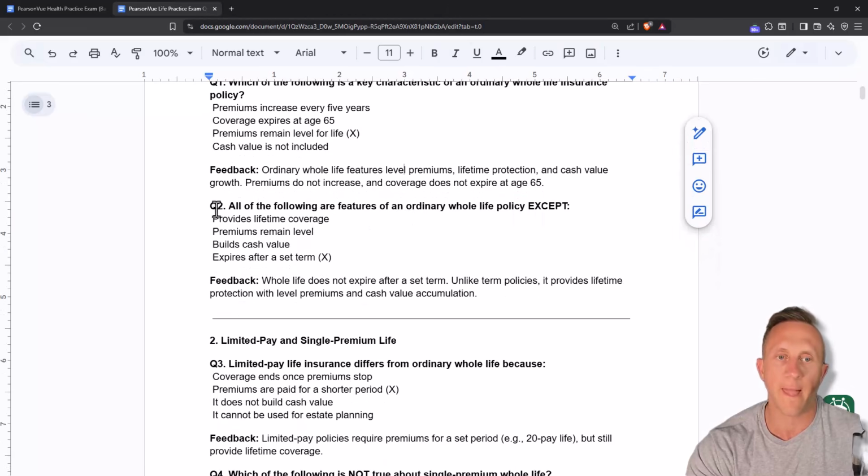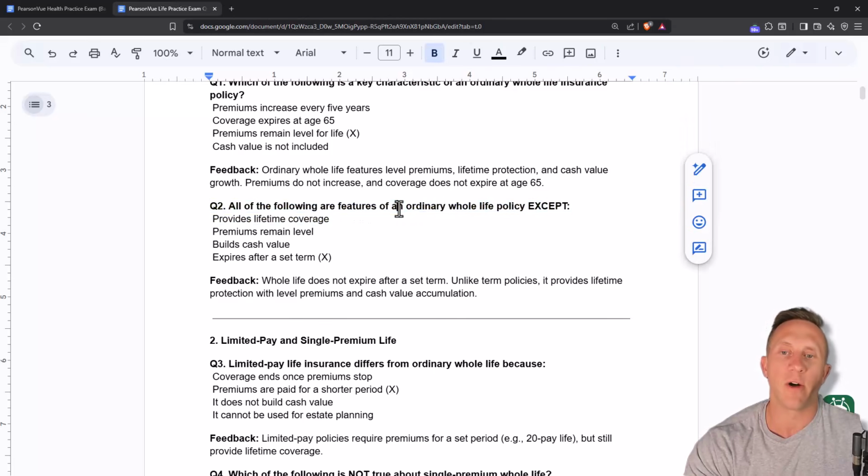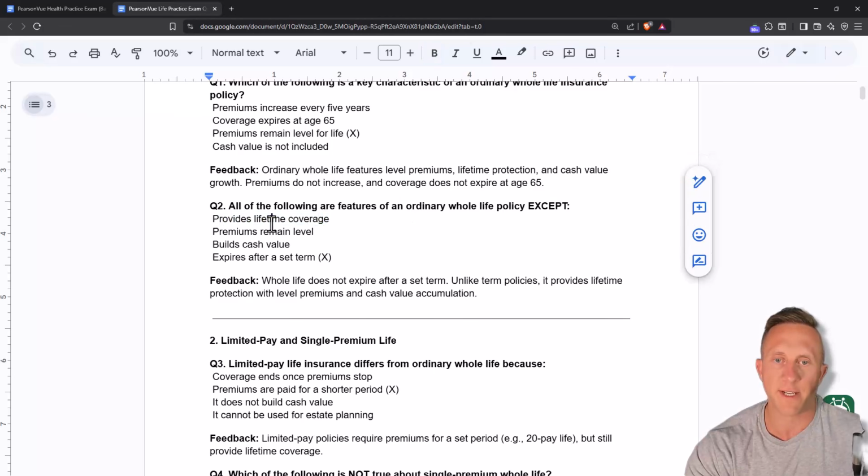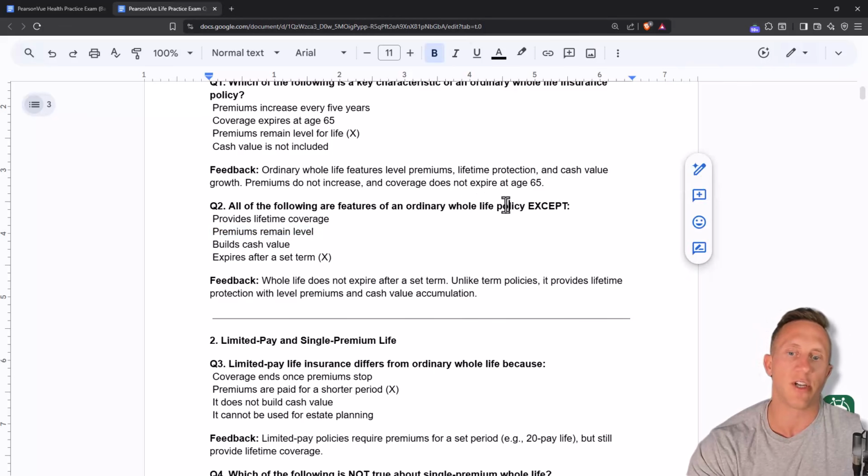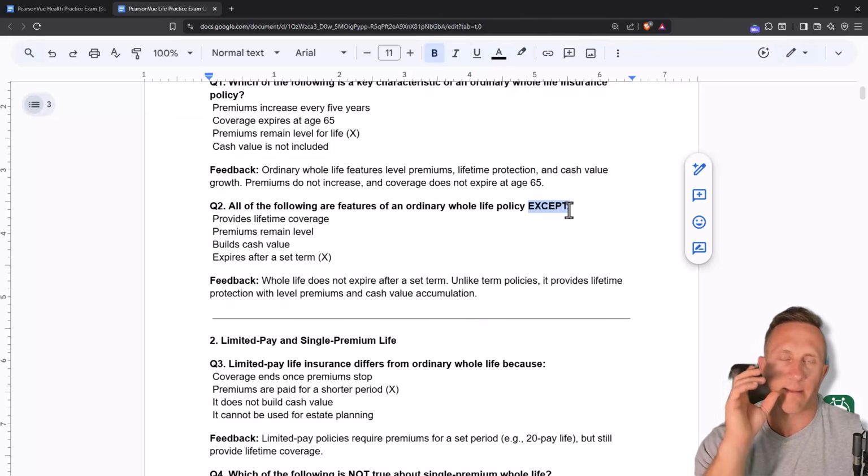Question 2. All of the following are features of an ordinary whole life policy except provides lifetime coverage. No, it does provide lifetime coverage. Premiums were made level, so that is not the except. You're going to see questions like this on your pre-license exam where it says except. So it's just worded in ways that might try to trip you up.